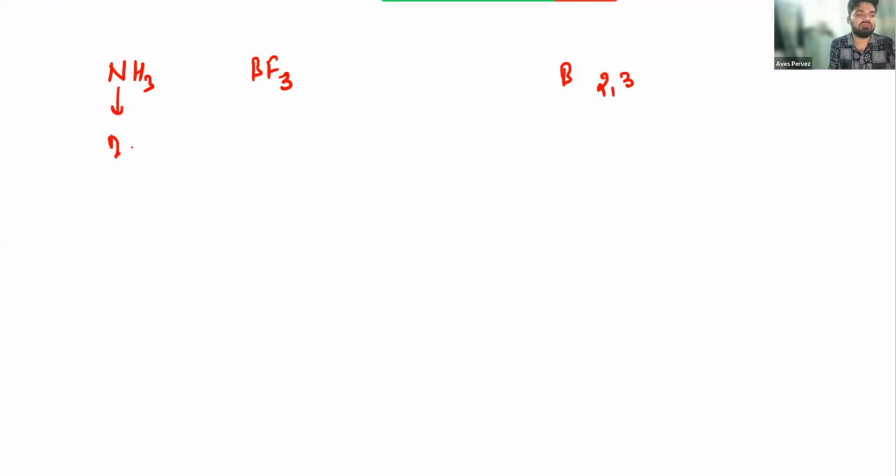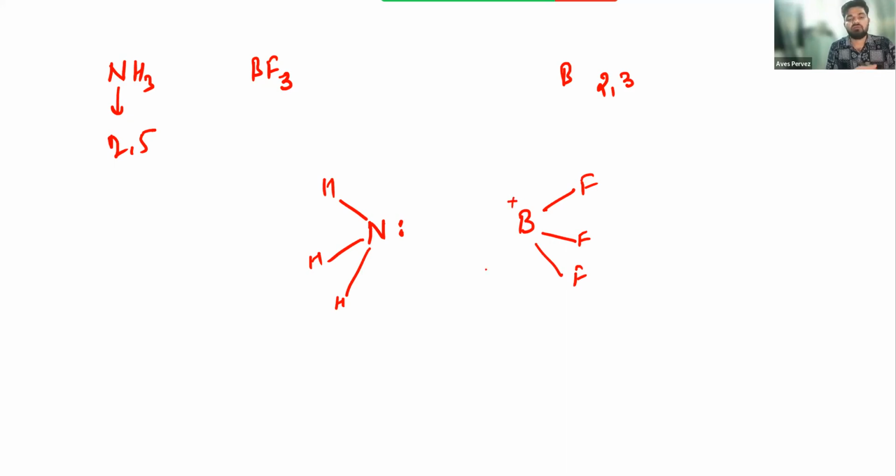Here nitrogen has a 2,5 electronic configuration, and since it is NH3, this is H, and this is H. So here are the 2 electrons of nitrogen, and this is boron, and these are fluorines. Since fluorine is very electronegative, it attracts the bonded pair of electrons towards itself, so the electron cloud is distorted towards fluorine. So boron becomes slightly positive.